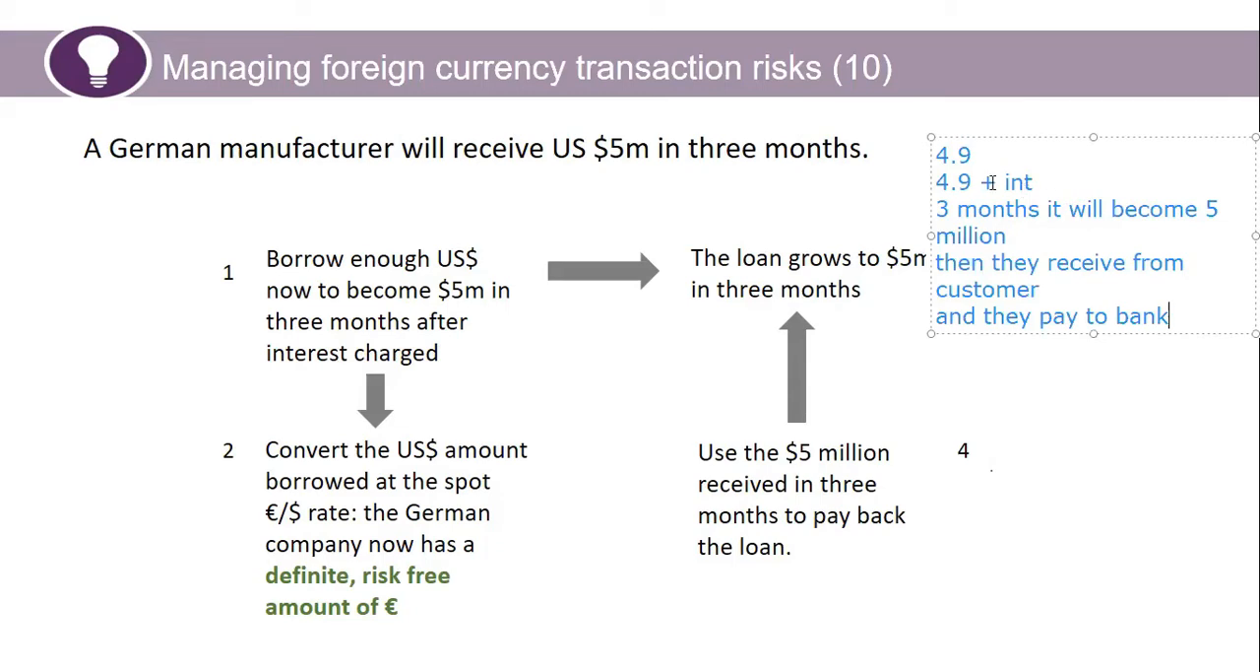I took the loan in USD. I receive USD from the customer and I close my bank loan. I already got my 4.9 million today. And I got it risk-free because I take my 4.9 million USD today, I go to the market and I convert it to euros. What I am losing here is my interest, because I have to pay interest to the bank.